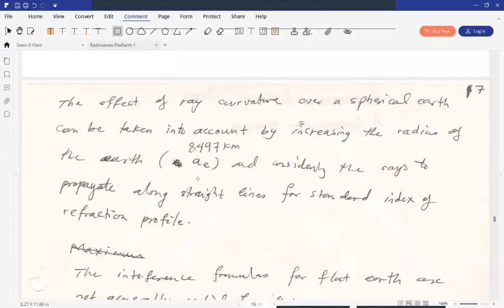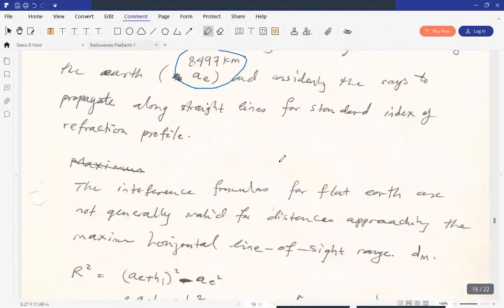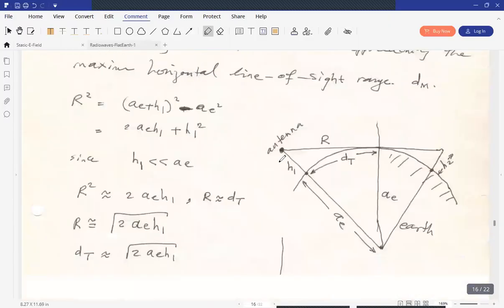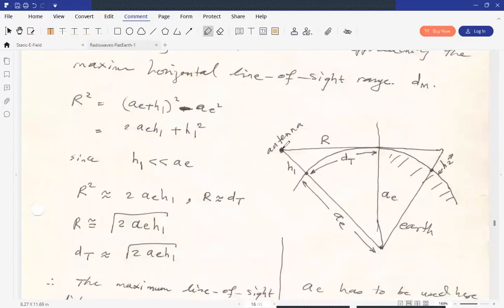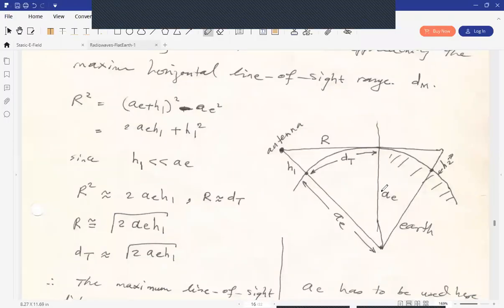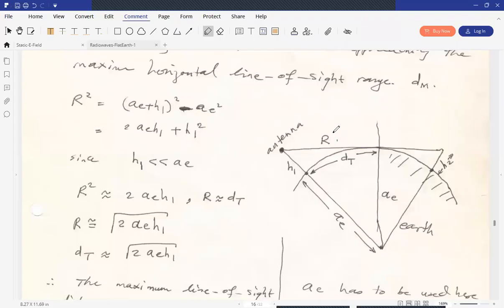To use straight rays, we use an effective earth radius of 8,497. I have explained that in the video. How do you obtain this? And this is also r squared. This is Pythagoras' law, as you can see. This effective earth radius: this length squared is equal to this squared plus this squared. So r squared is equal to this squared minus this squared. So this is (h1 plus ae) all squared minus ae squared, and you simplify, you obtain this value.